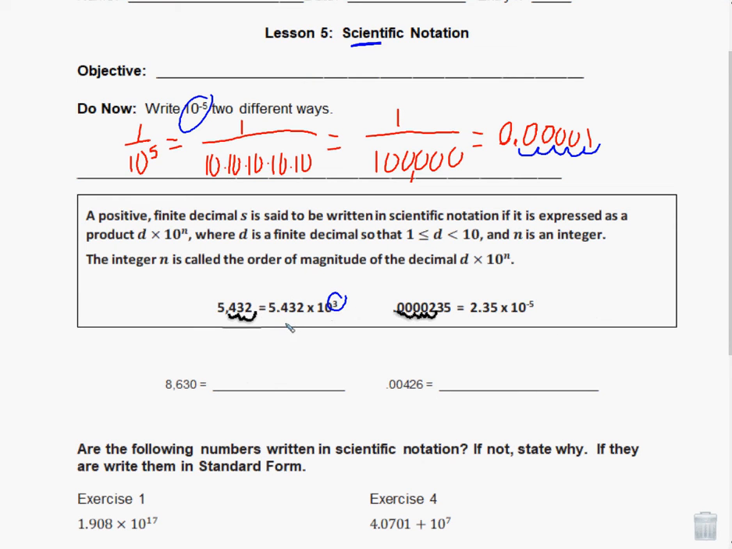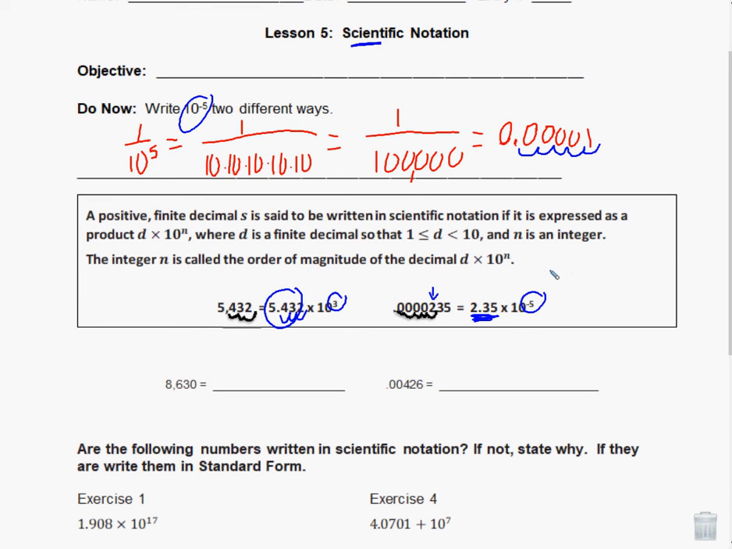The exponent of positive 3 shows that there are 3 decimal places to the right of a number, and this exponent of negative 5 shows that there are 1, 2, 3, 4, 5 decimal places before this number. It all relates to a number that's between 1 and 10. This number is allowed to equal 1, but it has to be less than 10. So both of these fit the scientific notation rules.